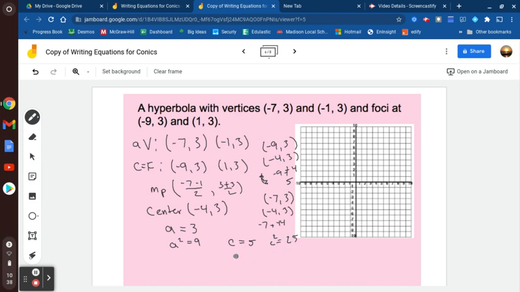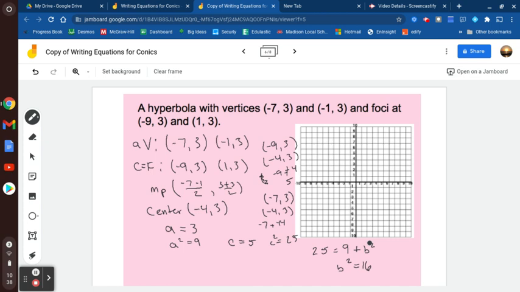Are we ready to write our equation? No, I need b squared. So I'm going to say 25 equals 9, good, plus b squared. b squared is equal to 16. Remember, you don't have to solve for b because you don't really need b. Now we're ready to write our equation.